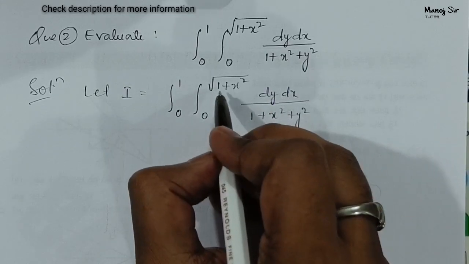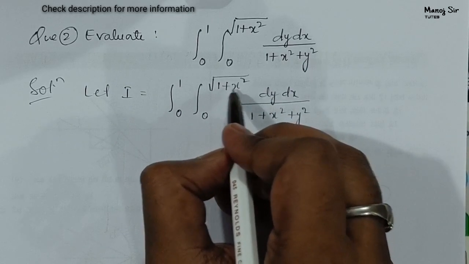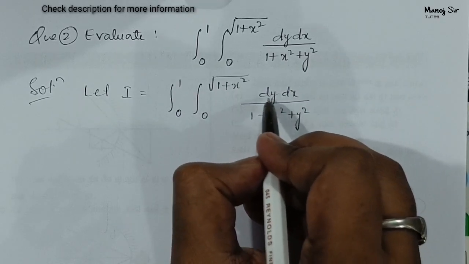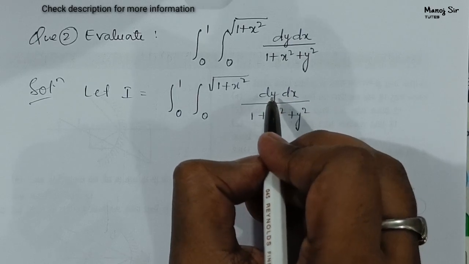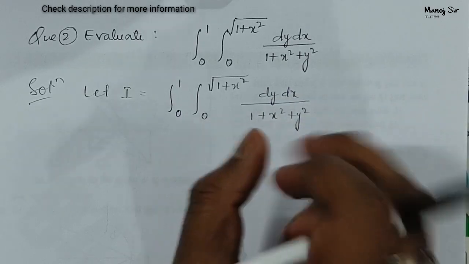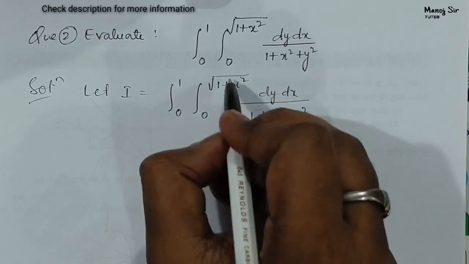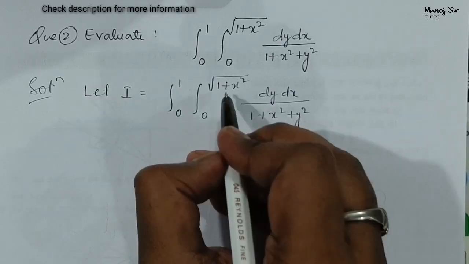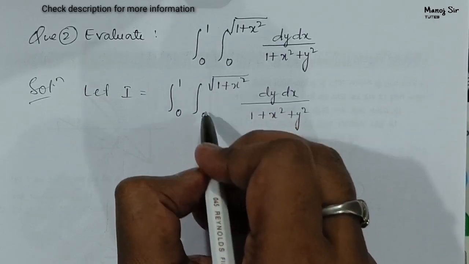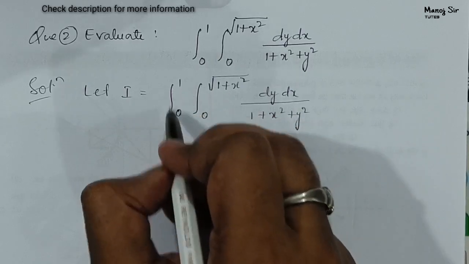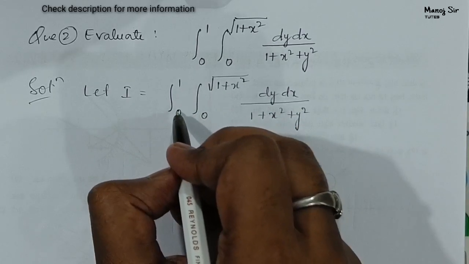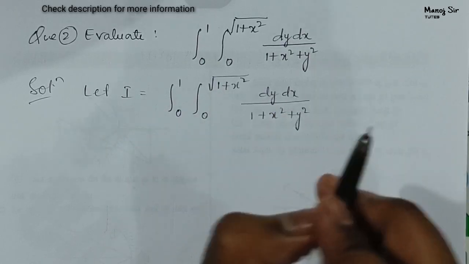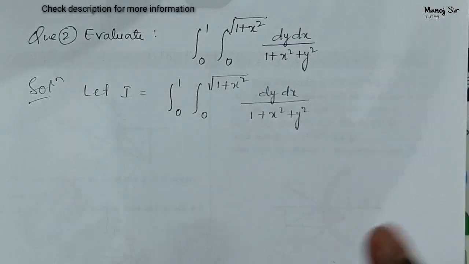Since this is the limit of y, because here we have x present in the upper limit, we have to integrate with respect to y first, then whatever expression is left, we will integrate with respect to x. If this is the limit of y, then this is the limit of x. So x ranges from 0 to 1 and y ranges from 0 to root over of 1 plus x square. The order of integration is right.